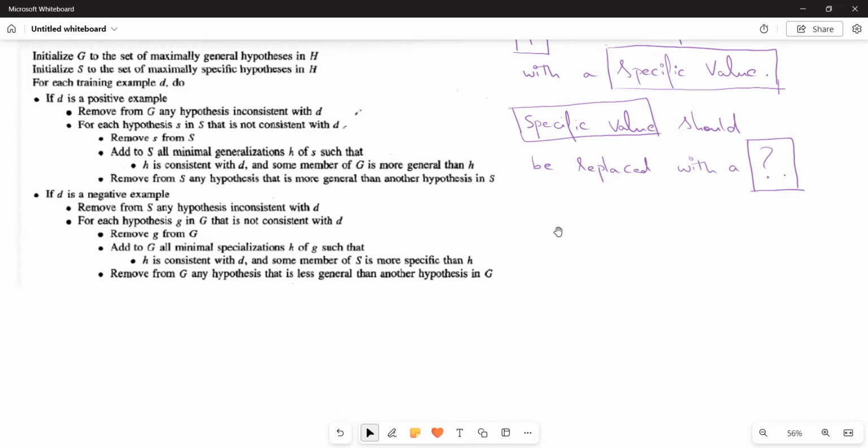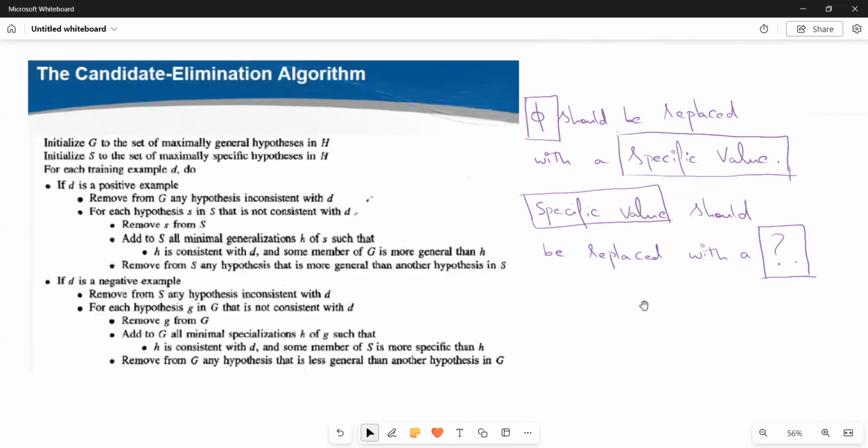So I'll again repeat it for you. If it is negative, we go to specific boundary, check if it is inconsistent or not. If it is inconsistent, we are just going to remove it. Then go to generic boundary. What are we going to do in this generic boundary? We are going to consider one hypothesis at a time and see if this particular hypothesis is consistent or not. If it is consistent, we are not going to do anything. If it is inconsistent, then we are going to remove the hypothesis first.